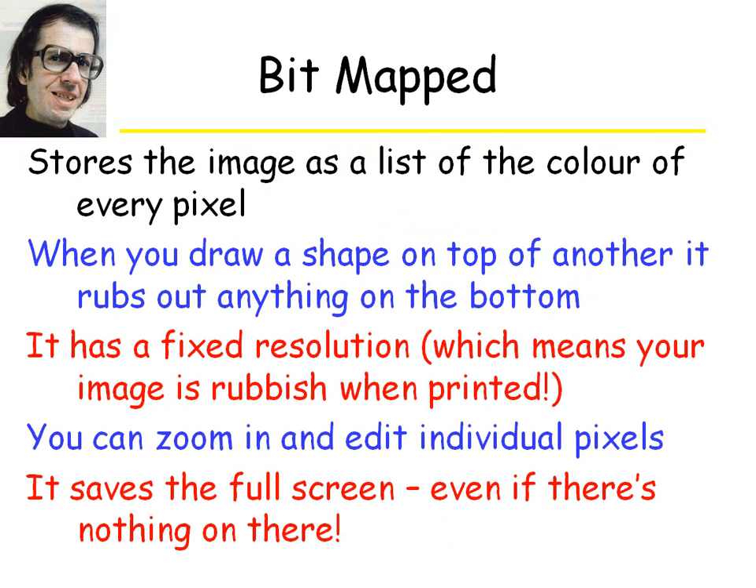So, bitmap graphics, they store the image as a list of the colour of every pixel. If you think of drawing in Paint, when you draw something on top of another thing, it doesn't store what's underneath it, it just remembers the colour that that pixel was. It's not great because it has a fixed resolution, so when you print it on the printer, it will just look as good as it's drawn on the computer. If you have a really expensive printer, it won't print out at a greater resolution. Even if you scale it up, it will start to look quite pixelated, which, as you can tell when something's bitmap, when you scale it up, it doesn't display clearly and accurately. However, it's quite good for editing, because you can zoom in and edit the individual colours of the pixels. And a drawback to it is that even if parts of your screen are blank, if they're just white, it just saves the full screen. So it's quite wasteful for memory.